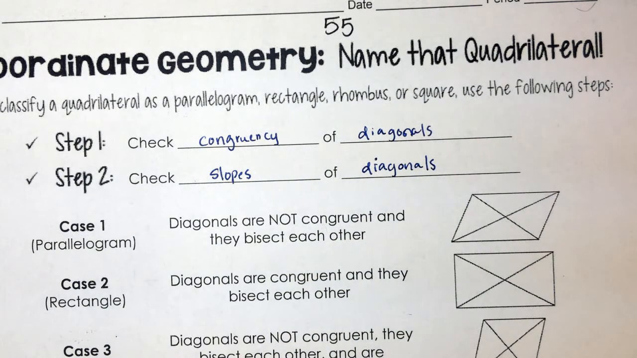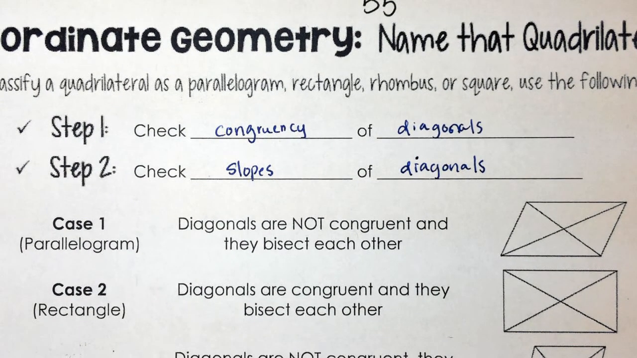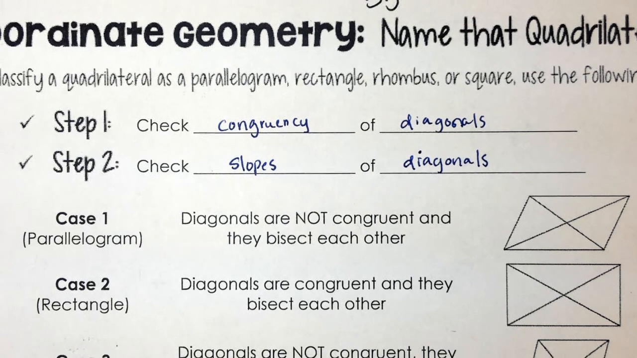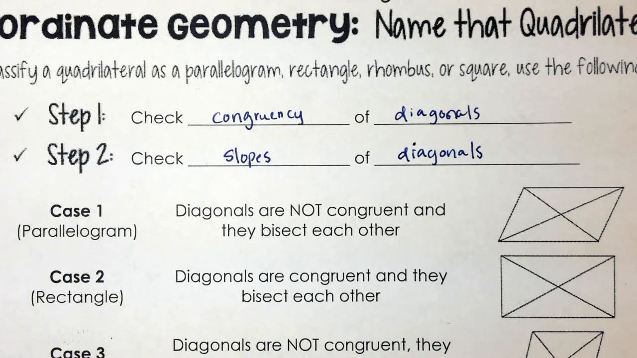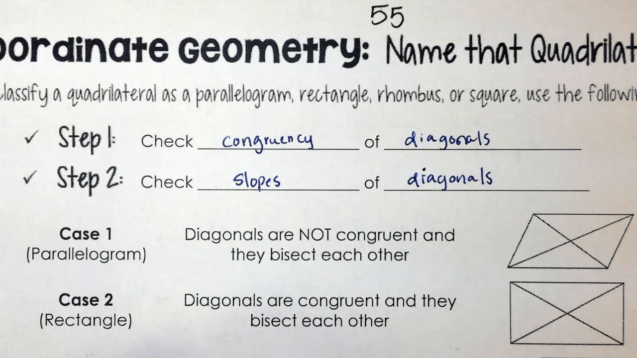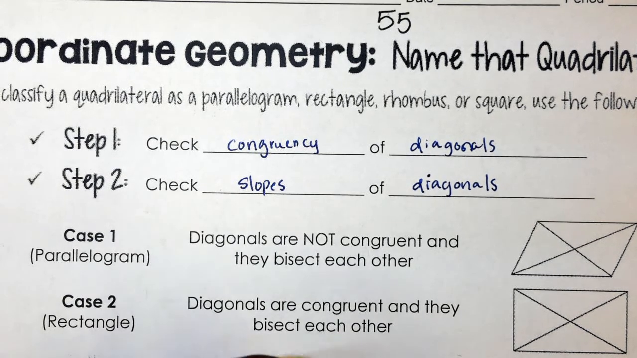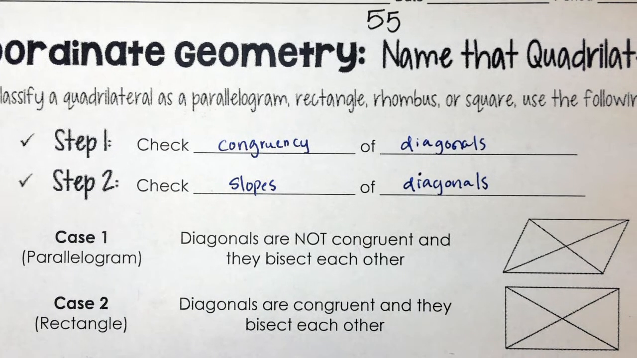Now there's other ways to prove these quadrilaterals to be a parallelogram, rectangle, rhombus, or square, but we found the easiest way for y'all and the most consistent way to help y'all remember, just two things: check the congruency of the diagonals and then check the slopes of the diagonals. Based on what they tell you, you'll figure out which one of the four it is, and I'm gonna roll through all four and talk about those things with you.